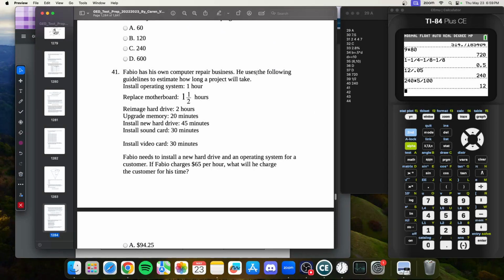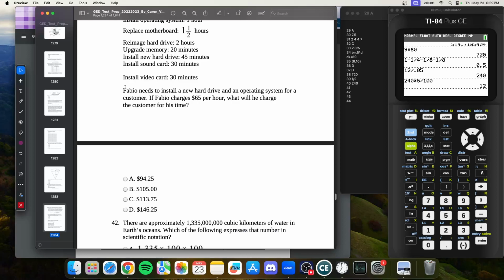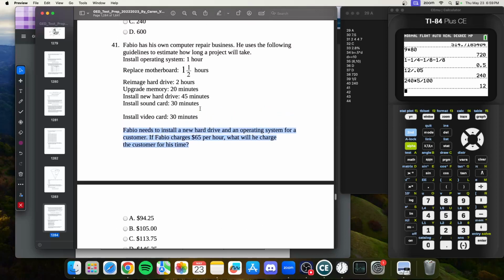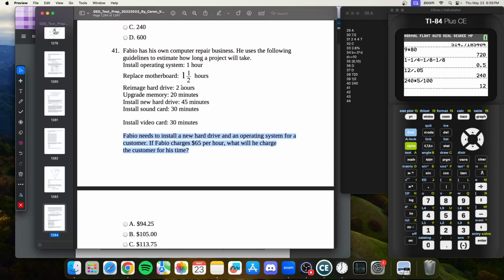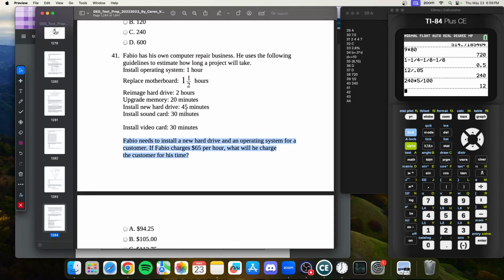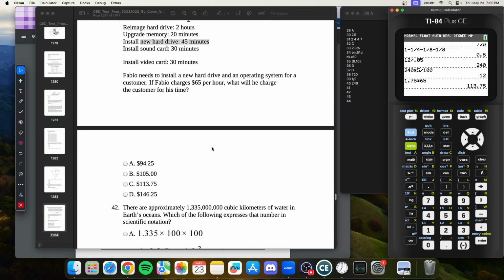Fabio has his own computer repair business, blah blah blah. What's the question? New hard drive and operating system for the customers. Okay, so he needs to install a new hard drive. That's 45 minutes. Operating system, an hour. So an hour and 45 minutes, that's 1.75 times 65. That's a good gig, you're going to charge them $65 an hour. That's pretty good. Answer C.